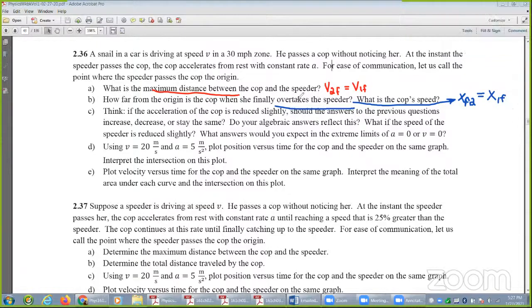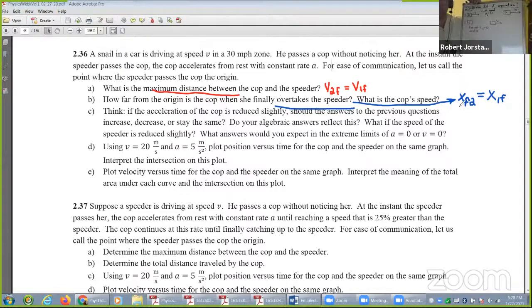That's where they meet. So this is basically saying, when does the cop catch the speeder? Well, if they meet up, they're at the same position. If they're at max separation, they have the same velocity. So you're supposed to know that and never forget for the rest of your life. Got it? What a treat, or at least for the next 3-4 semesters.